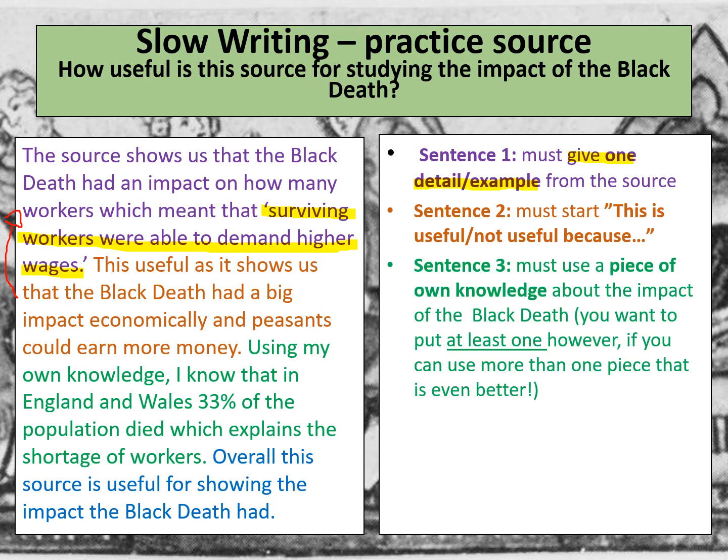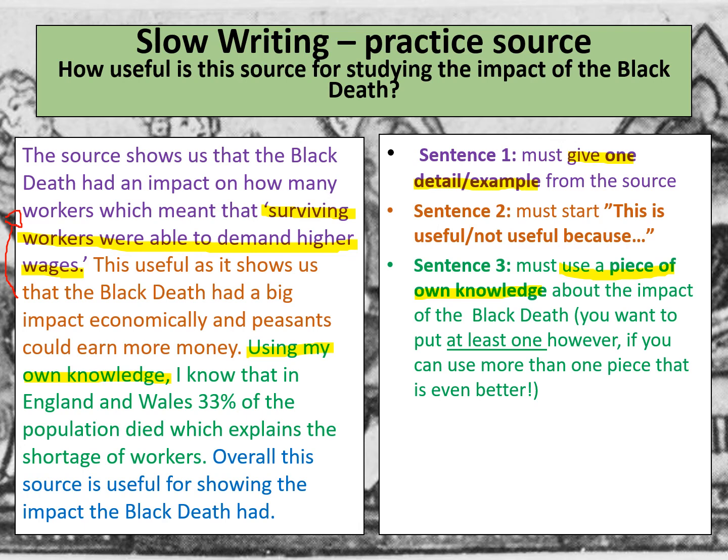Sentence 3 must include a piece of own knowledge about the Black Death and the impact that it had. Remember, you can add more than one piece of own knowledge for this. As you can see here, I have started the sentence with "using my own knowledge" to make it really clear that I am including my own knowledge. Using my own knowledge, I know that in England and Wales, 33% of the population died, which explains the shortage of workers.